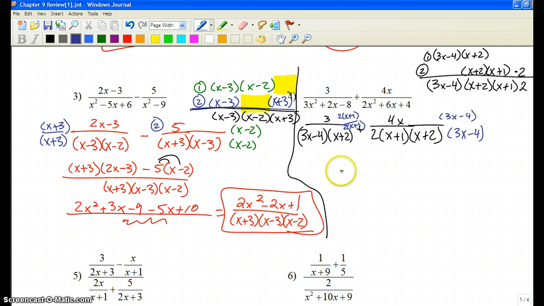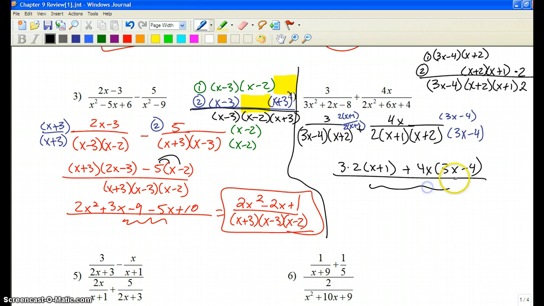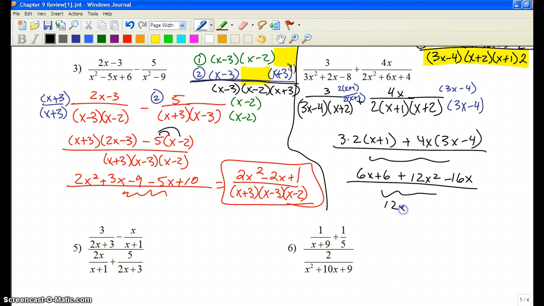And so then we rewrite that, so we get 3 times 2 times x plus 1 plus 4x times 3x minus 4 all over the common denominator. That's right up there. I just don't want to rewrite it right now. And we distribute that 6 right there. So we get 6x plus 6 plus 12x squared minus 16x all over the common denominator. And then we're going to simplify one more time. 12x squared minus 10x plus 6 all over the common denominator of 2 times 3x minus 4, x plus 2, x plus 1.